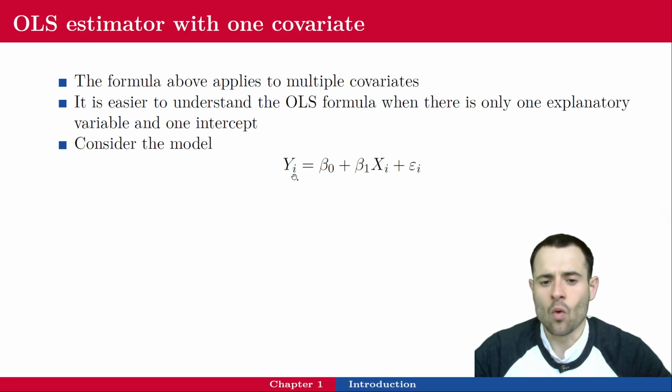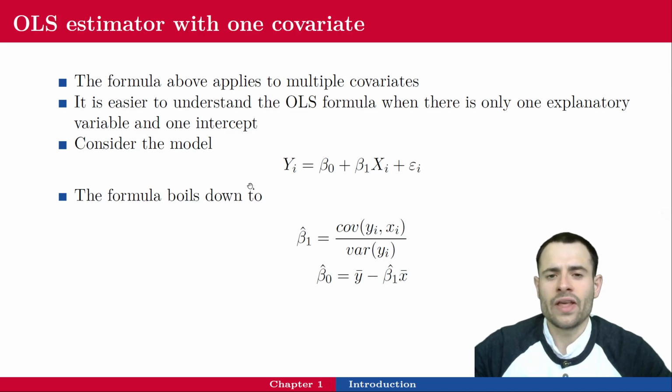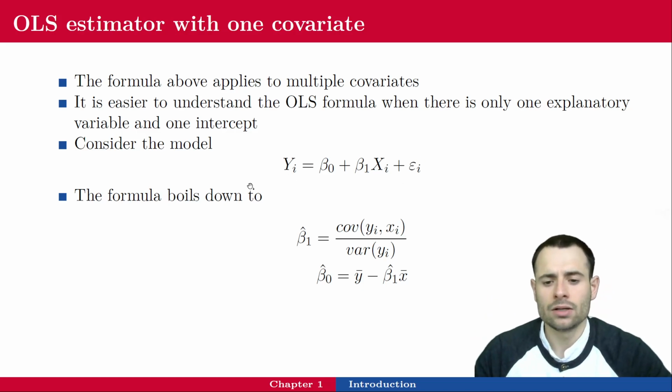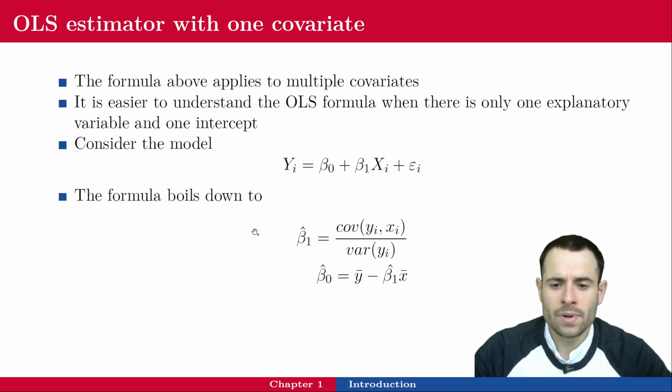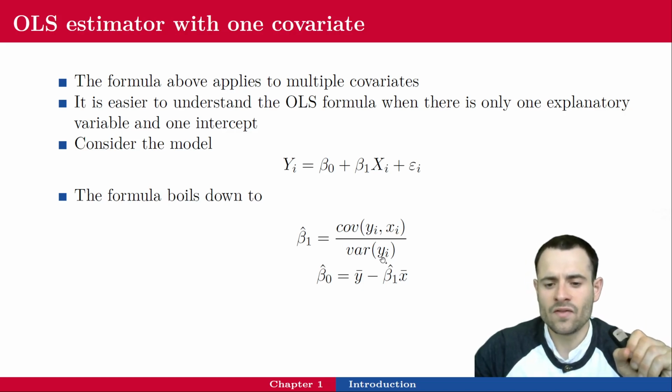So the model now is yi equals an intercept beta 0 plus beta 1 times a variable x plus, as usual, the error term. If you do the same computation as before, take the first order conditions and so on, you actually get to the following result. Beta 1 hat, so the coefficient associated to x, is estimated with the ratio of the covariance between y and x, how they covary together, divided by the variance of x.